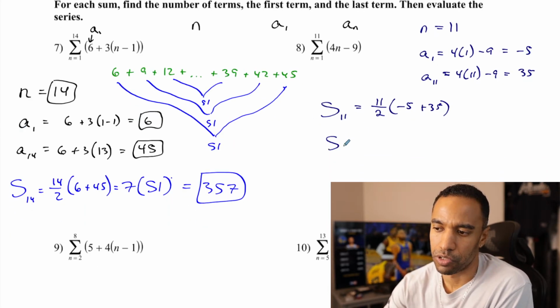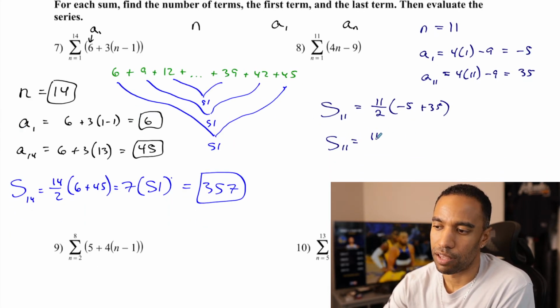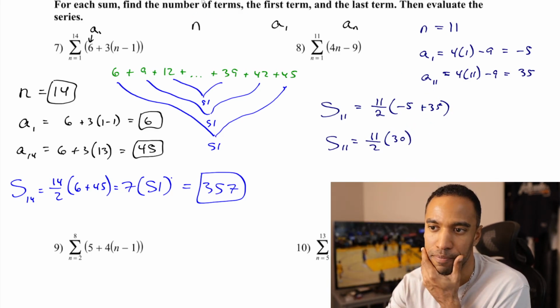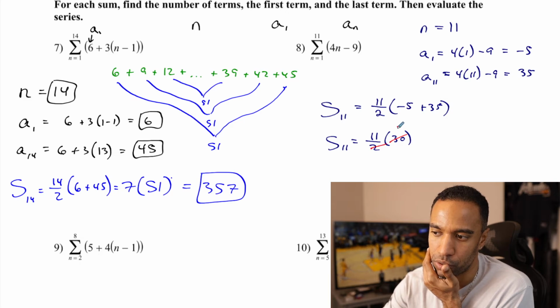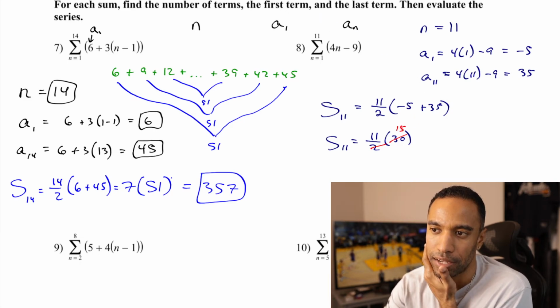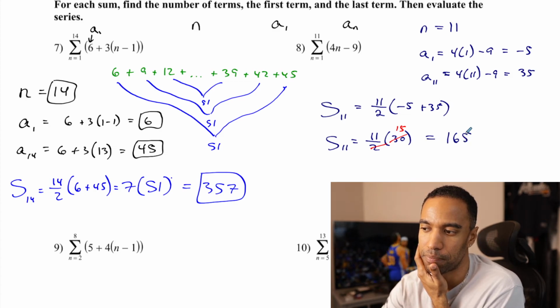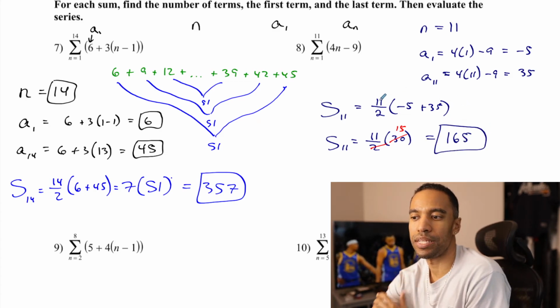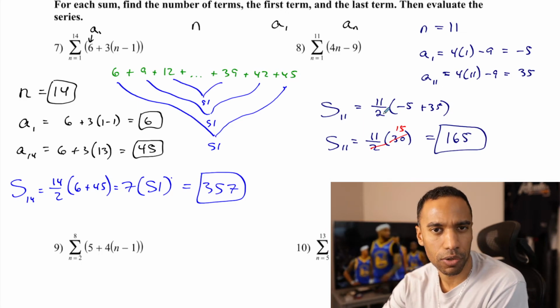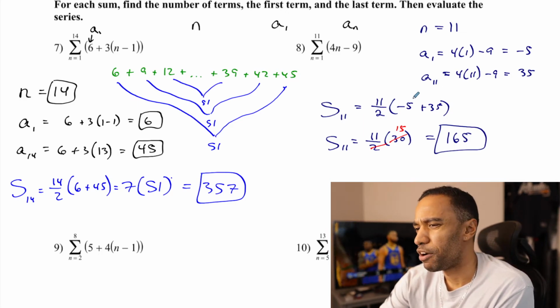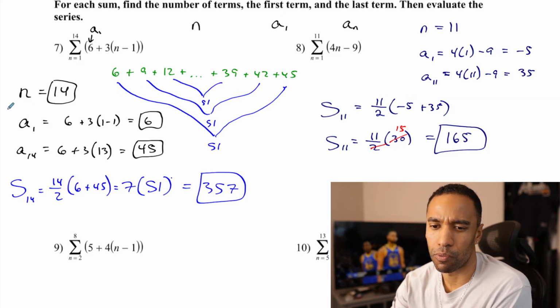11 over 2, well, I'll just leave it like that for now. So 11 over 2 times 30, negative 5 plus 35. And 30 over 2 can reduce to 15 over 1. And 11 times 15 is 165. And that's the answer here. Now, an interesting bit, as we did have a fraction, we had a decimal. This would have been 5.5. Mr. Robinson, there are 5.5 pairs. How does that work out?